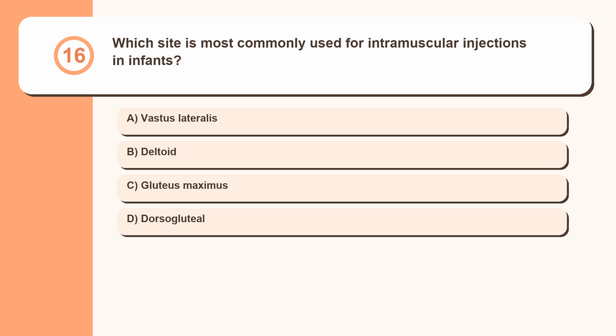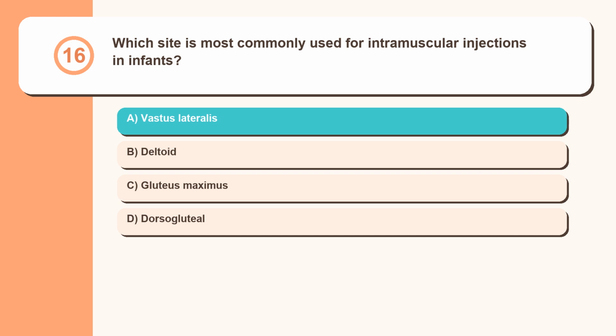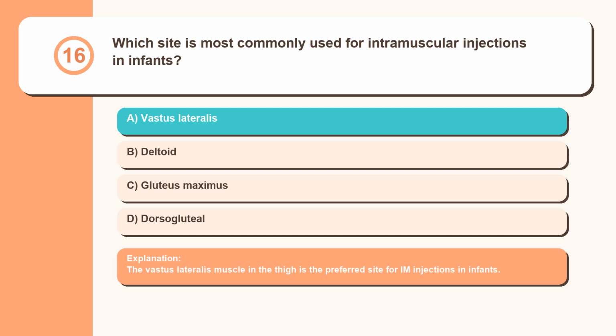Question 16. Which site is most commonly used for intramuscular injections in infants? Vastus lateralis, deltoid, gluteus maximus, dorsogluteal. The vastus lateralis muscle in the thigh is the preferred site for IM injections in infants.